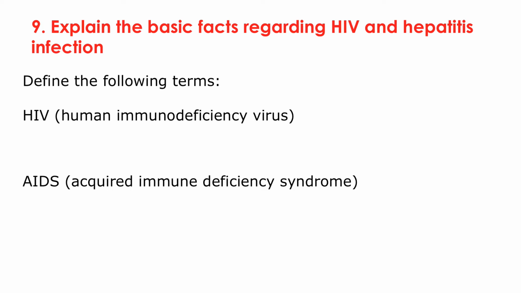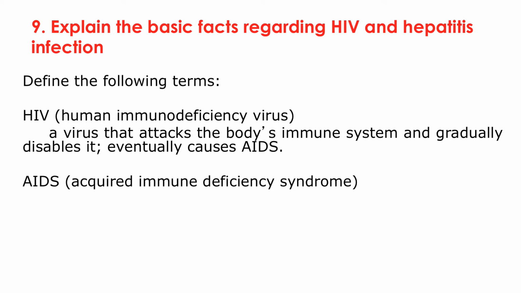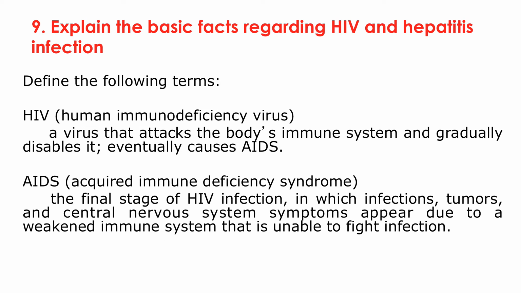So let's talk about some blood-borne diseases. So you have your HIV and your AIDS. HIV, meaning human immunodeficiency virus, is a virus that attacks the body's immune system and gradually disables it, eventually causing AIDS. Now, AIDS, on the other hand, is the final stage of HIV infection in which infections, tumors, and central nervous system symptoms appear due to a weakened immune system that is unable to fight infection.